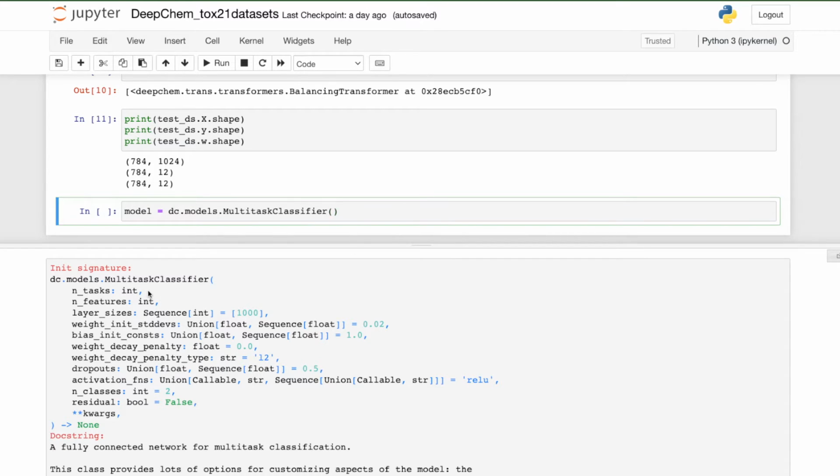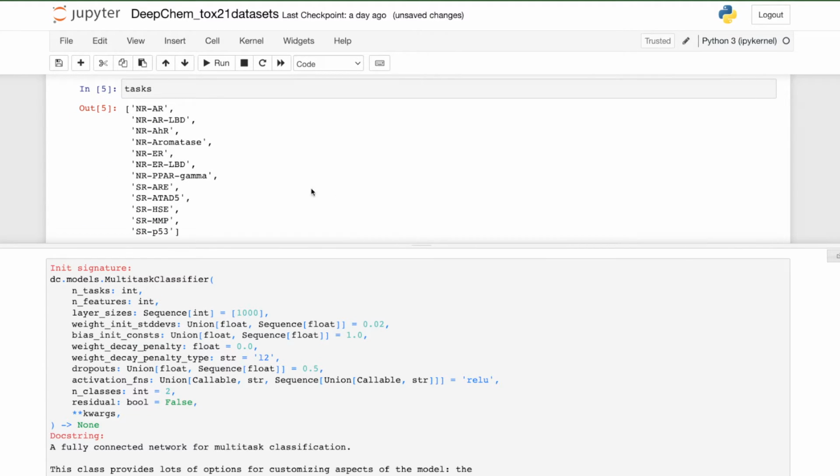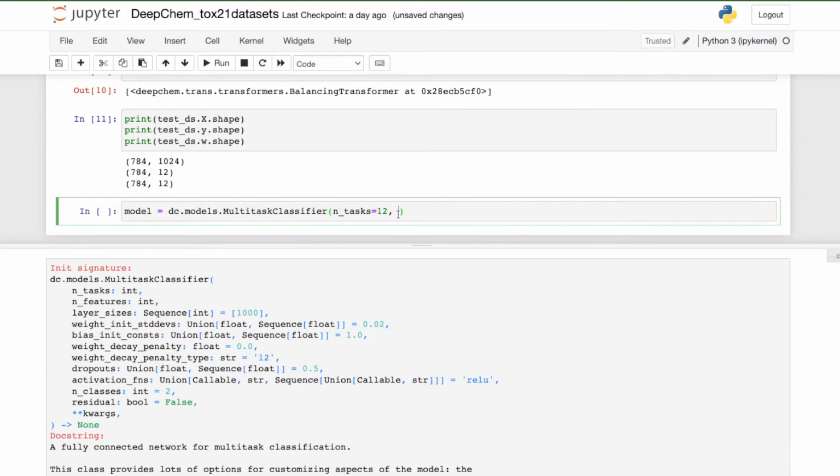But first, the most important thing that you have to put is n_tasks. So how many tasks do we have here? We have 12 tasks, which represent the 12 assays right here. Okay, so the next critical thing that we need is n_features.